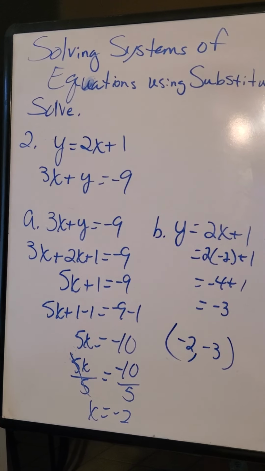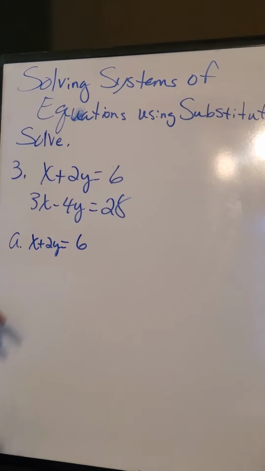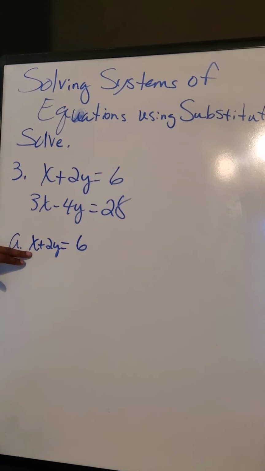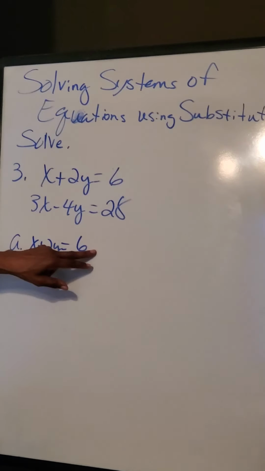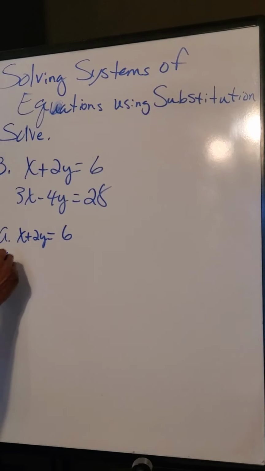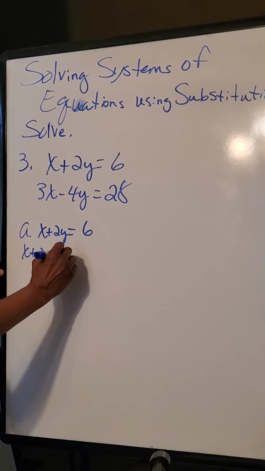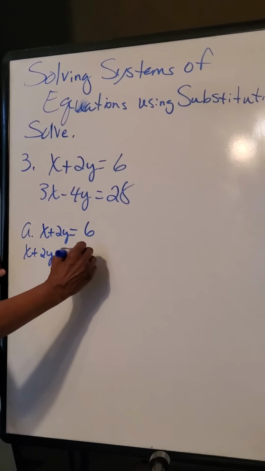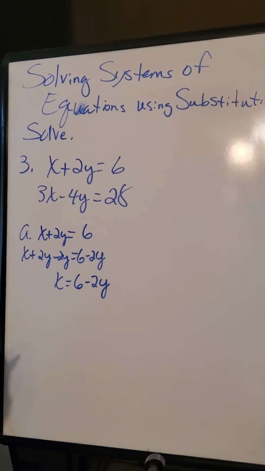So I'm going to take that first equation and I'm going to isolate the x. So I want x to stand alone, so the 2y needs to be transformed to the other side. I see addition, the inverse is subtraction, so I'll subtract that 2y from both sides. So now I've got x is equal to 6 minus 2y.